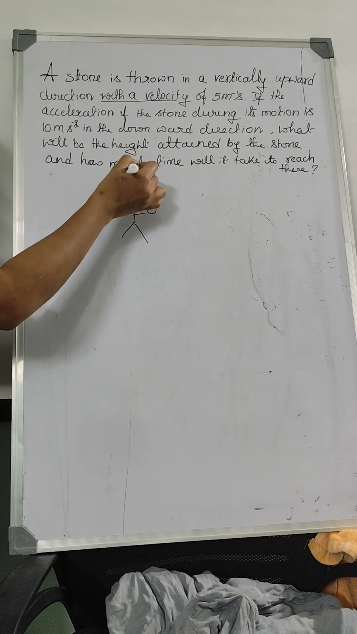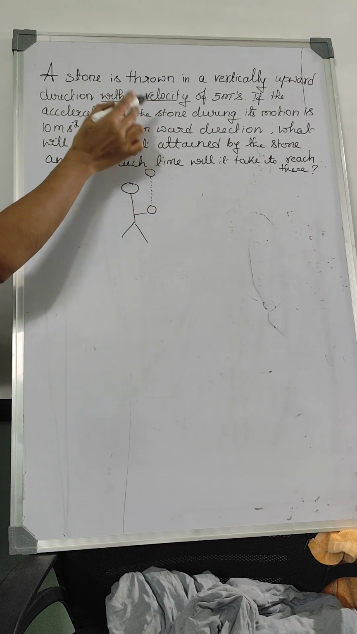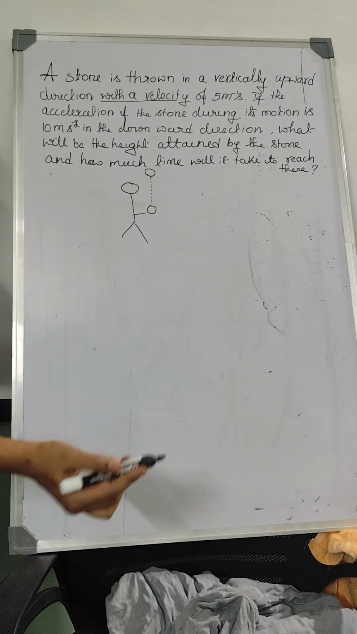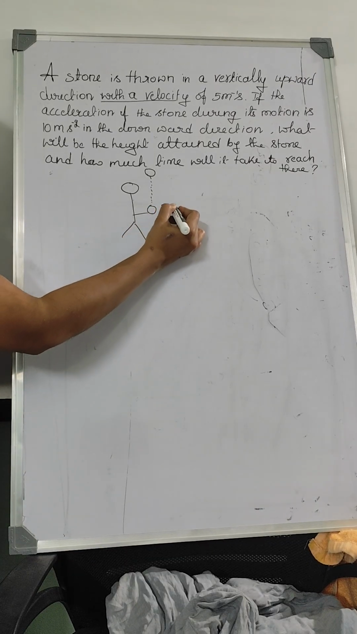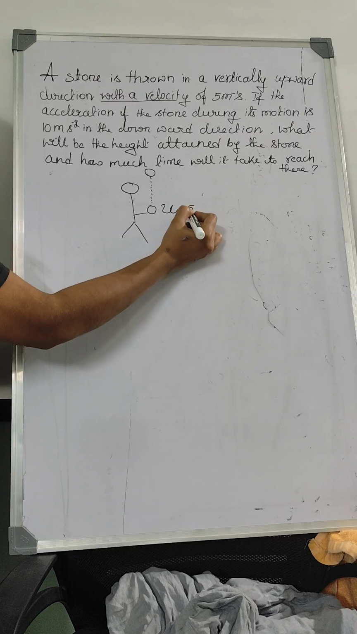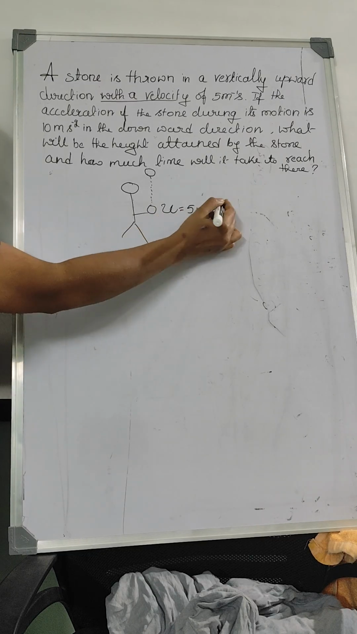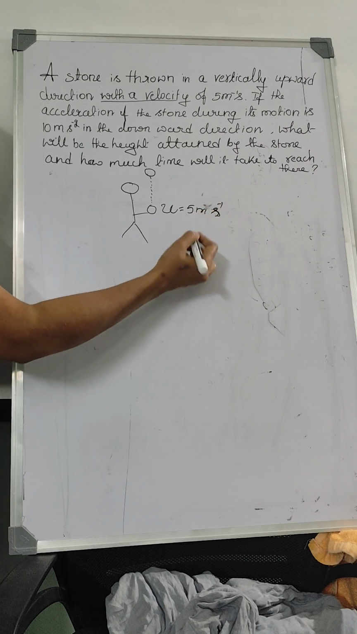If it is in motion, this velocity they are talking about is what type of velocity? Yes, of course, it's an initial velocity, that is u. u equals 5 meter per second.